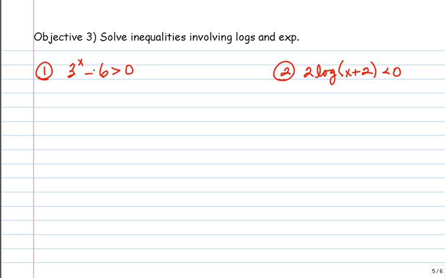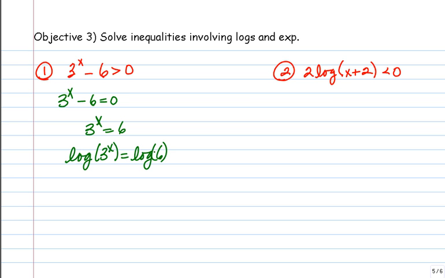So if I had 3 to the x minus 6 is greater than 0, I first have to solve 3 to the x minus 6 equals 0. So that gives us 3 to the x is equal to 6. We can take the log of both sides. So log of 3 to the x is equal to the log of 6. And we would get what? x log 3 is equal to log 6. So x is equal to log 6 over log 3.